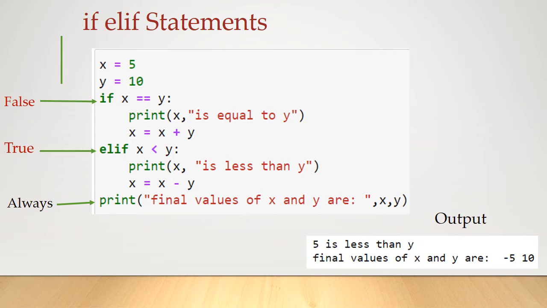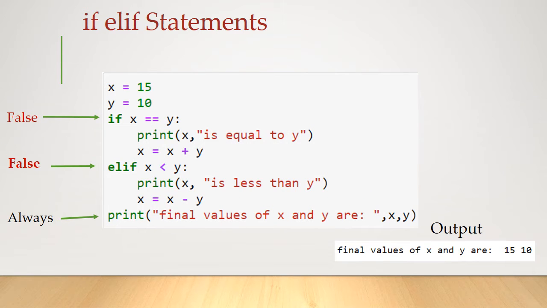Next, the computer would evaluate the condition x less than y. Well, x is less than y because 5 is less than 10. So the body of the else if is executed, and the body is identified by those statements indented under the else if. The computer would print x is less than y, and then x would be assigned the value 5 minus y, or minus 5. Lastly, the final print statement would be executed, and this statement is executed in all cases, and the computer would print final values of x and y are minus 5 and 10.